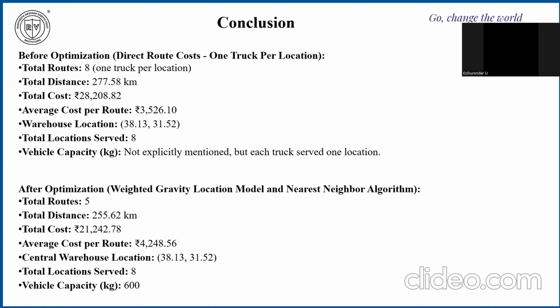The total transportation costs were reduced by 24.7%, saving 6,966 rupees compared to the pre-optimized scenario. The total distance traveled decreased by 21.96 kilometers, reflecting more efficient route planning and reduced fuel consumption. The number of routes was reduced from 8 to 5, indicating better utilization of trucks and drivers.